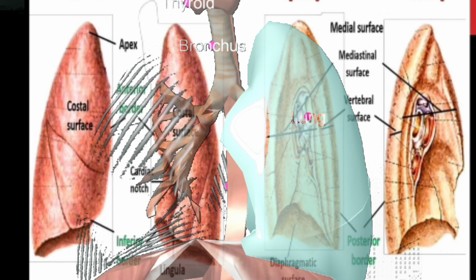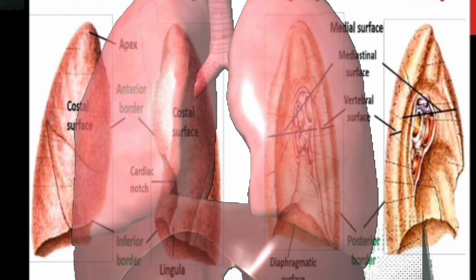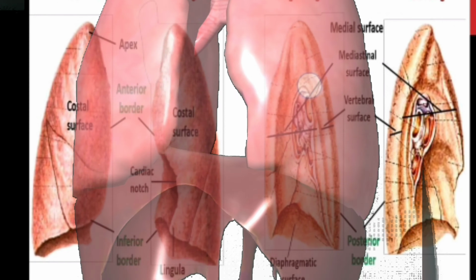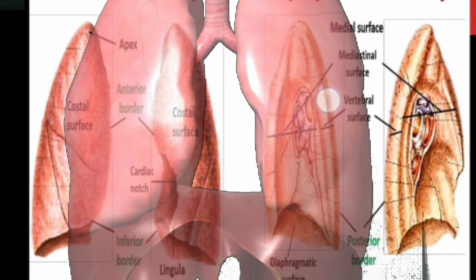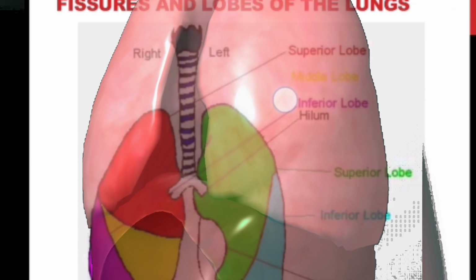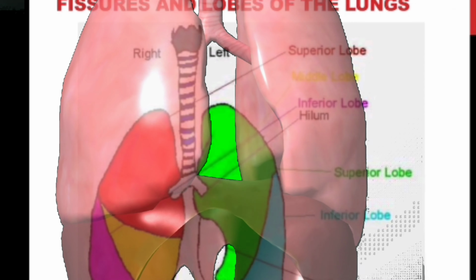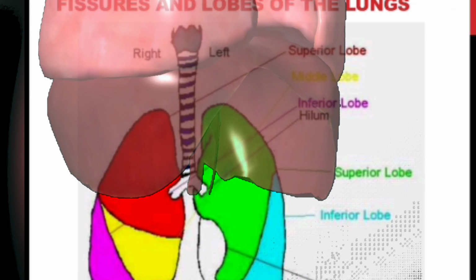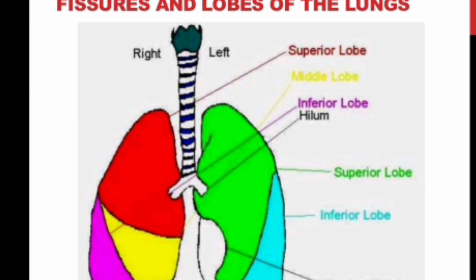Here in the diagram you can see the right lung and left lung. There is the apex, anterior border, cardiac notch and inferior border. Now in this diagram you can see the fissures and lobes of the lungs. There is a superior lobe, middle lobe, inferior lobe, hilum and cardiac notch.